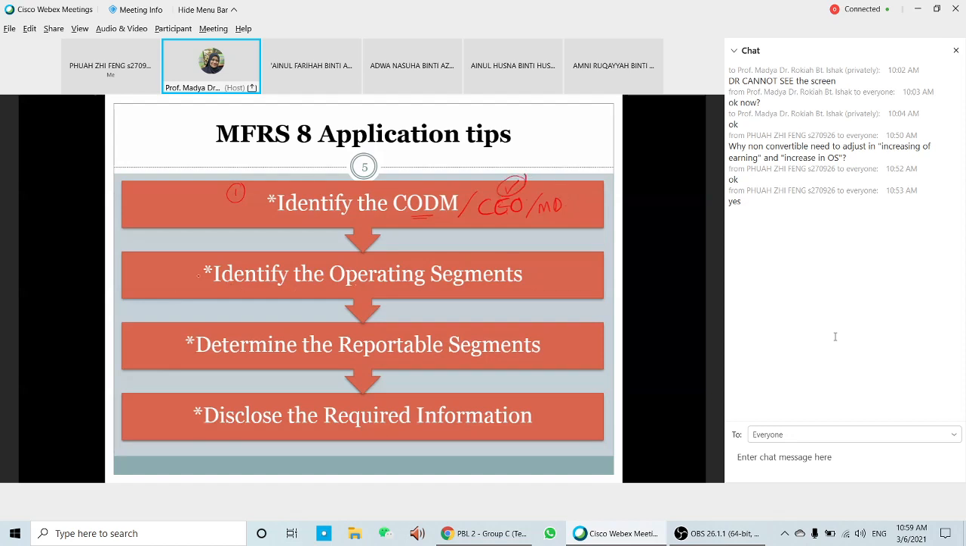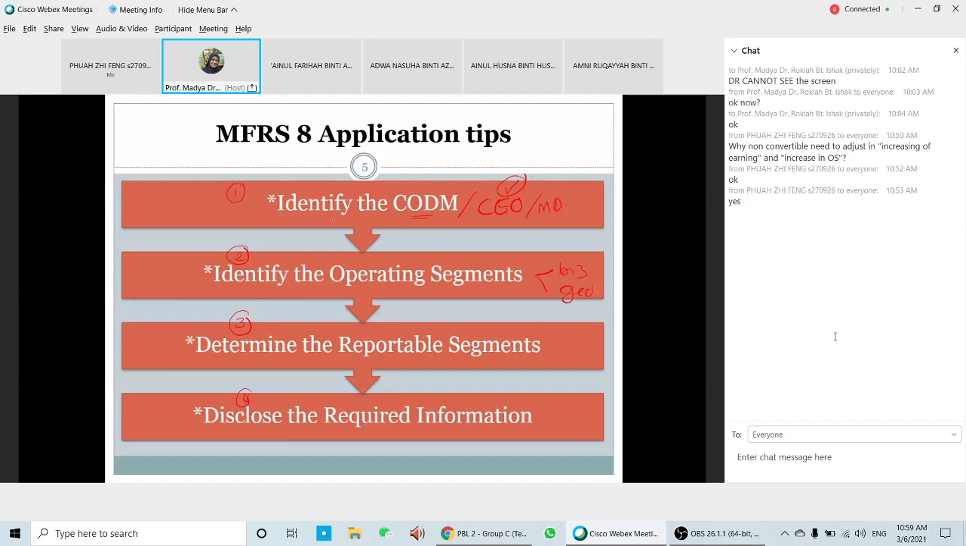The second thing is we need to identify the operating segment. Operating segments are either based on the business segment or based on the geographical segment. So we have two types. And then we need to determine the reportable segment, and then make a disclosure of the required information. So four things that we're going to learn here.